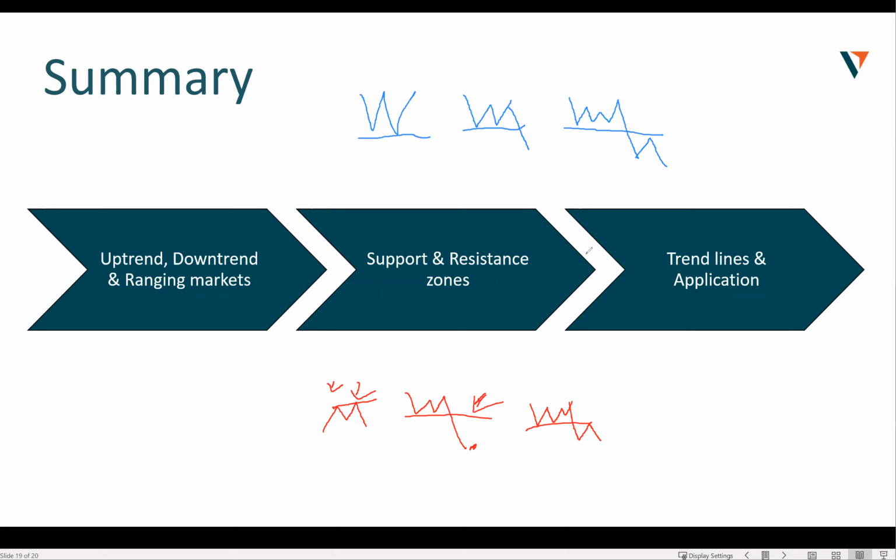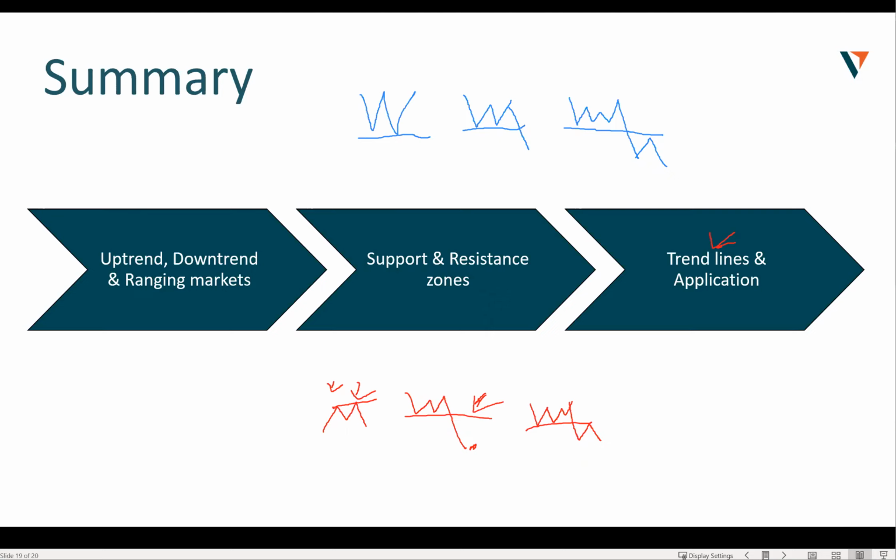So these are the 3 types of support resistance zones. And also we have covered trend lines and applications, basically looking at examples where we can apply both trend lines as well as the different types of support and resistance levels that we have. I hope that this session has been helpful in terms of understanding how you can better apply trend lines, support resistance levels, and the different types of support resistance levels. And more importantly, how you can combine all these concepts with market structure.